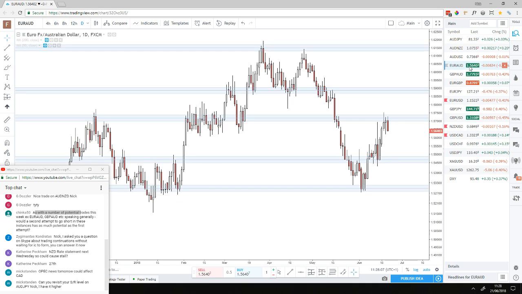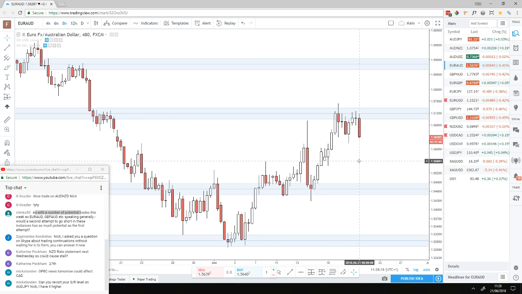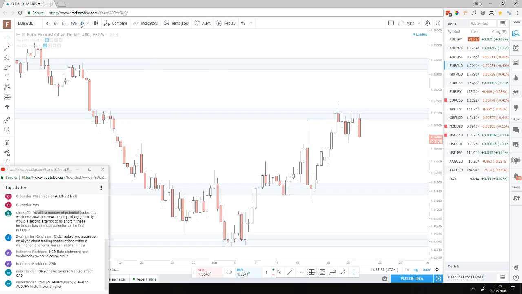So with Euro AUD and GBP AUD, you're talking about shorting when it comes back up to it. So it's pushed up to it. You've missed the trade. Now you're going to short when it reapproaches it. I mean, you can do that. If it's part of your trading plan, you can do that. I personally don't like doing that. I'm not a huge fan of doing that.